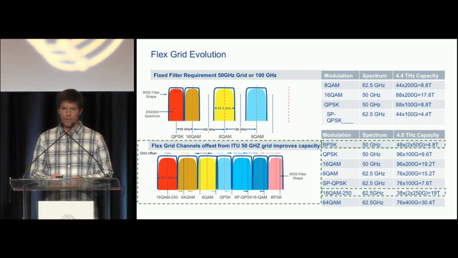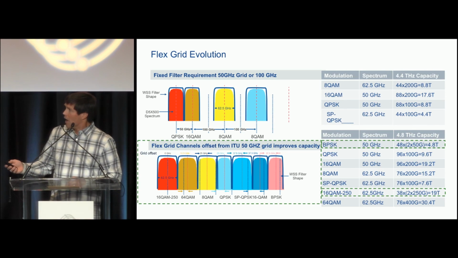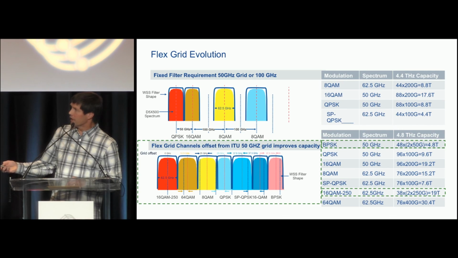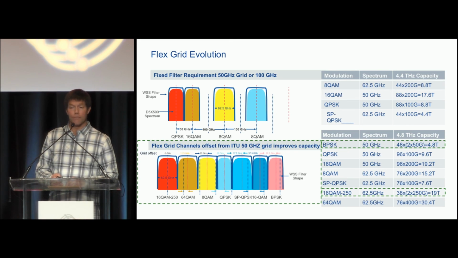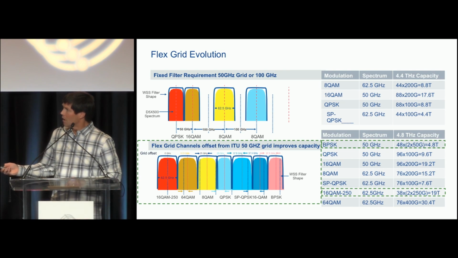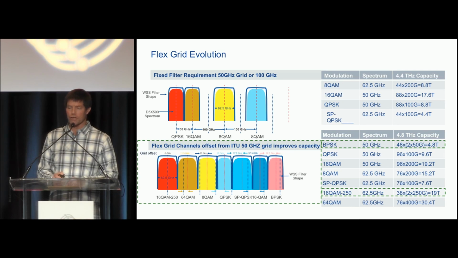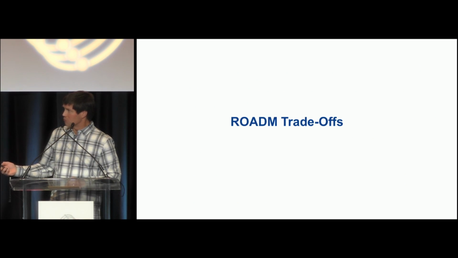So this is what FlexGrid looks like compared to fixed filter. The top is basically showing a fixed filter architecture using 50 gigahertz or 100 gigahertz space filters. And what I'm showing on the right-hand side are the different modulation techniques that are available. The one that people have been using for about 4 years now is this thing called 100 gig coherent QPSK, or quadrature phase shift keying. It basically fits within a 50 gigahertz window, so it fits very nicely into a 100 gigahertz or 50 gigahertz grid fixed filter system. 16 QAM, also 200 gig, but because you're now running a different modulation technique, you can't go the same distance. You're using more carriers to do the same amount of bandwidth across the same amount of spectrum. You can now double that capacity.